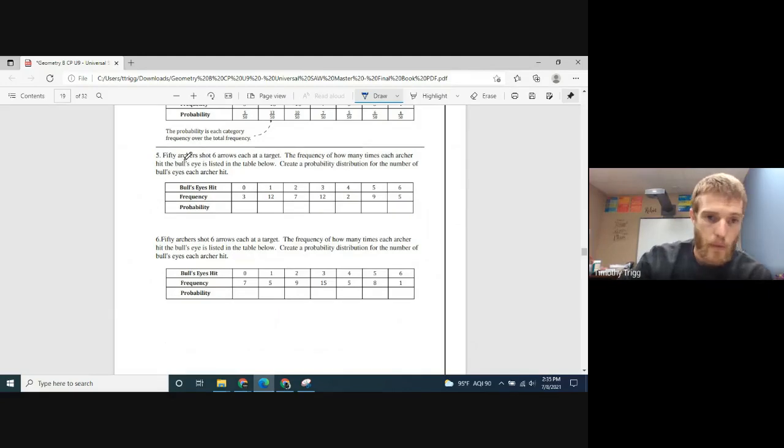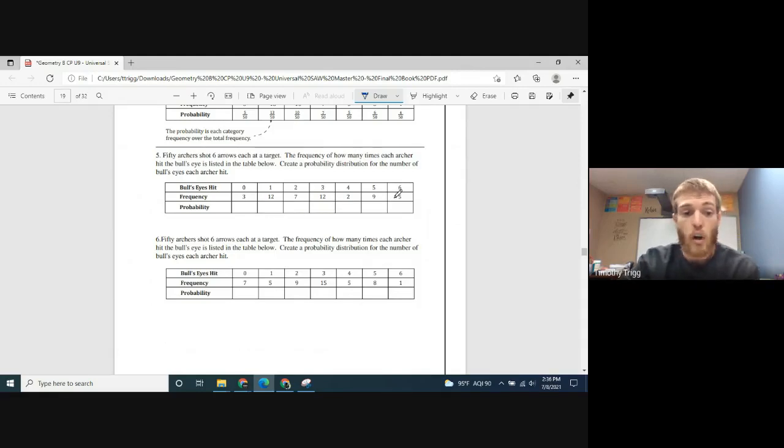Question 5. 50 archers shot 6 arrows each at a target. The frequency of how many times each archer hit the bullseye is listed in the table below. Create a probability distribution for the number of bullseyes each archer hit. So, for example, hitting the bullseye 0 times means they missed every time. Well, 3 archers did that, right? So there were 3 archers that didn't hit the bullseye at all. There were 12 archers that hit the bullseye just once. There were 7 archers that hit the bullseye twice, right? And so on.